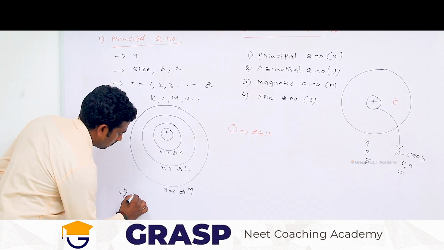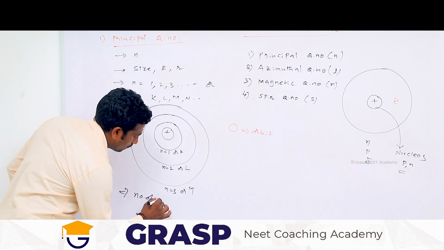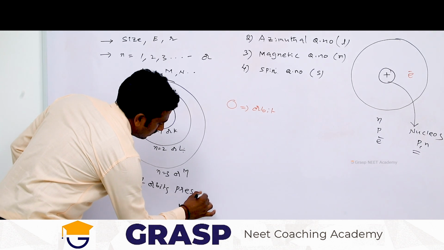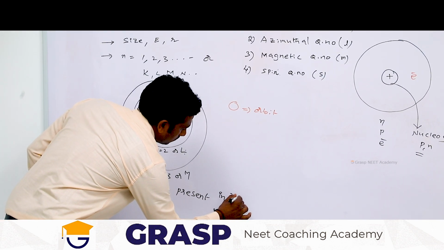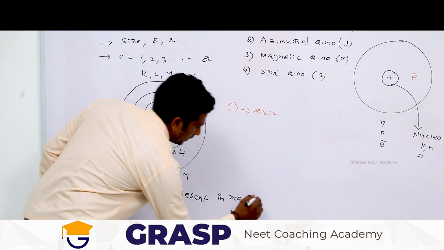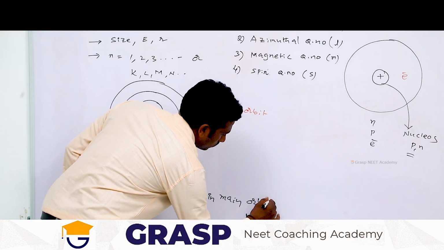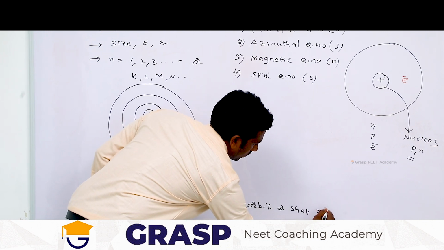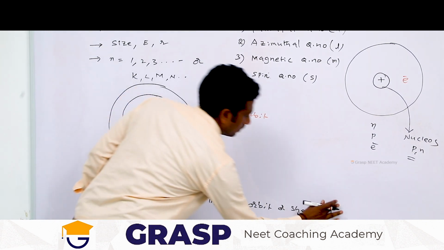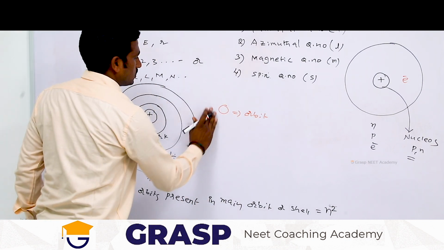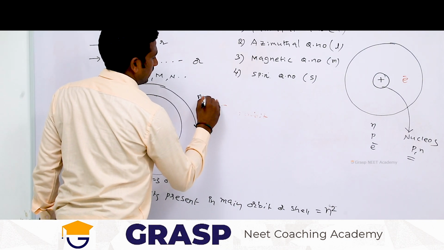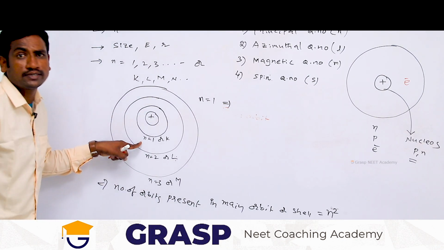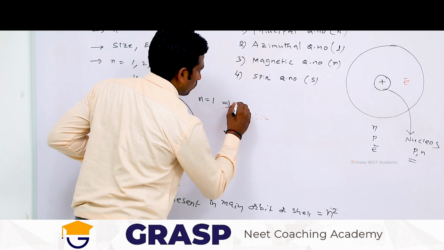Here, n square gives the number of orbitals present in the main shell, or main orbit. That is equal to the formula n square. That means n is equal to 1, the first orbit. In the first orbit, how many suborbitals are present? Only one suborbital.